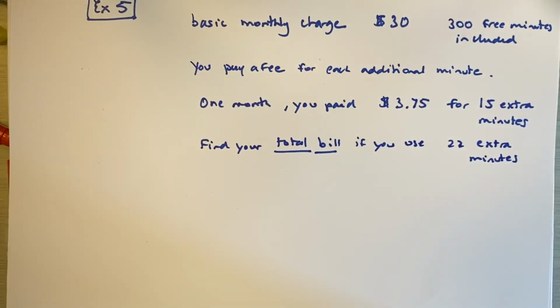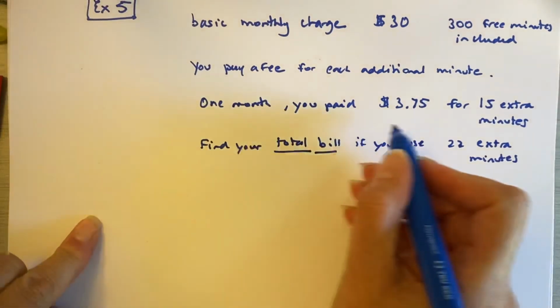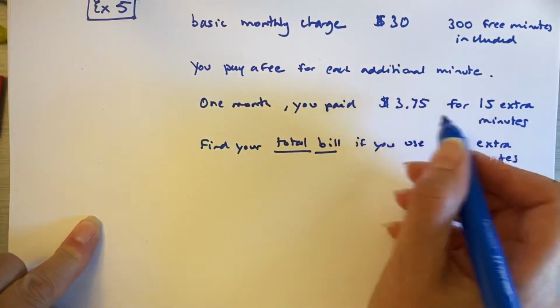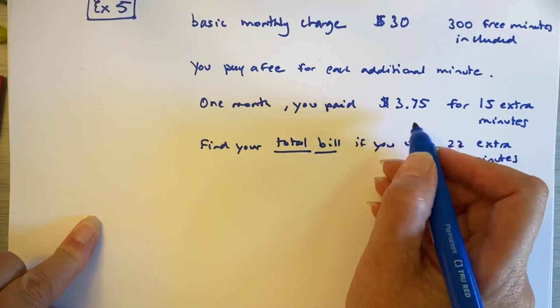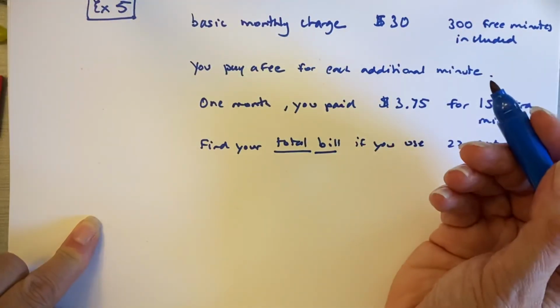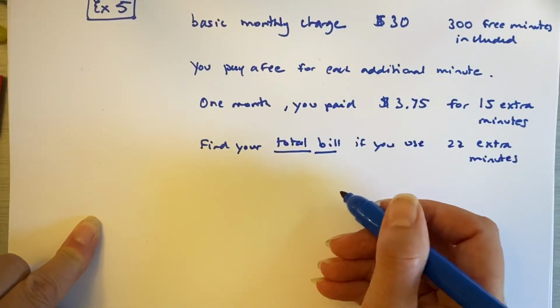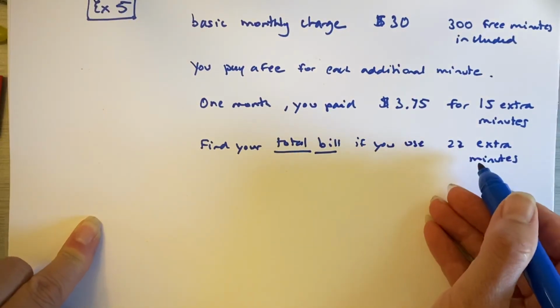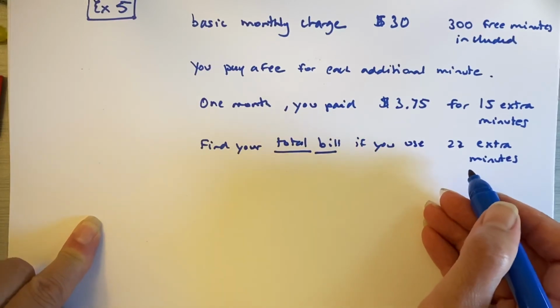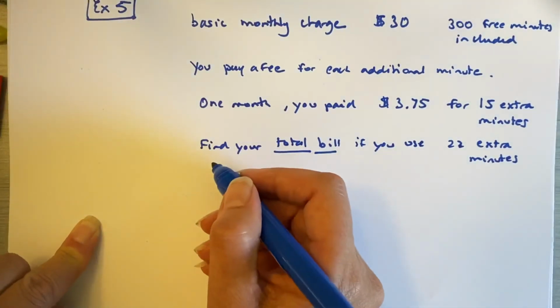Okay, so this just followed a little detour on rates, right? So let's go back to the beginning. You have a basic monthly charge of $30. That includes 300 free minutes. 1 month you went over, 15 minutes over, and you found you paid $3.75 more than $30. So presumably $33.75. This month, you haven't gotten your bill yet, but you realize, oh, I used 22 extra minutes. I'd like to know what my bill is ahead of time. How are you going to find out?